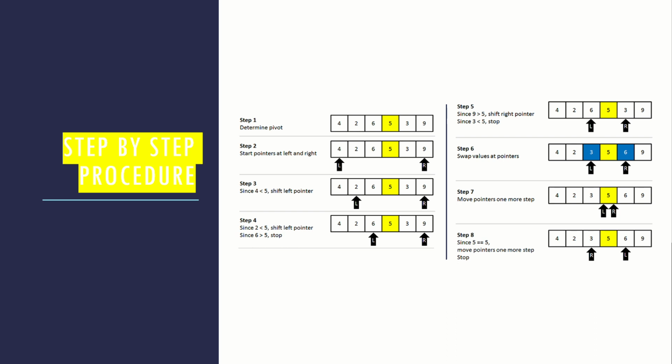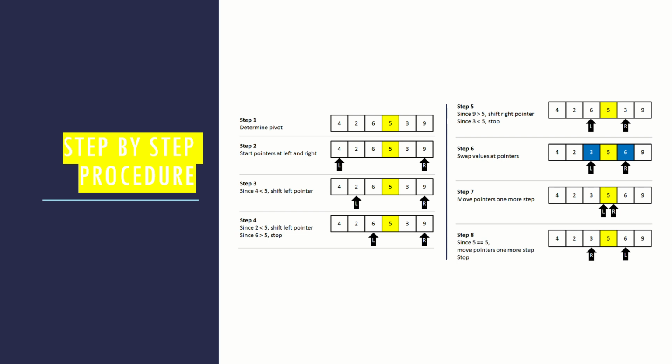Baliktad po pa. Si 3 from the left and 6 from the right. So, next step is move the pointer one more step. So, from the pointer na nasa left array of 3 and 6 sa right naman is mag-move po ulit tayo ng one more step. So, mapupunta na po tayo sa pivot element natin.